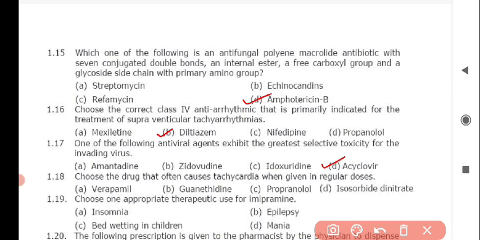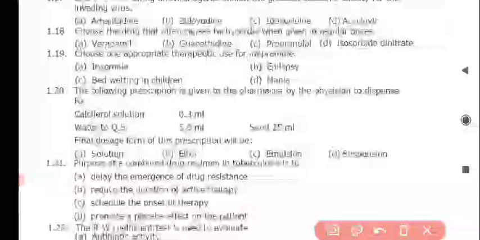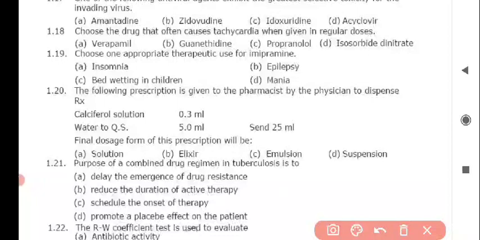Next question is, choose the drug that often causes tachycardia when given in regular dose. So the correct answer is option D, isosorbide dinitrate. Next question is, choose one appropriate therapeutic use for imipramine. So the correct answer is option C, bedwetting in children.